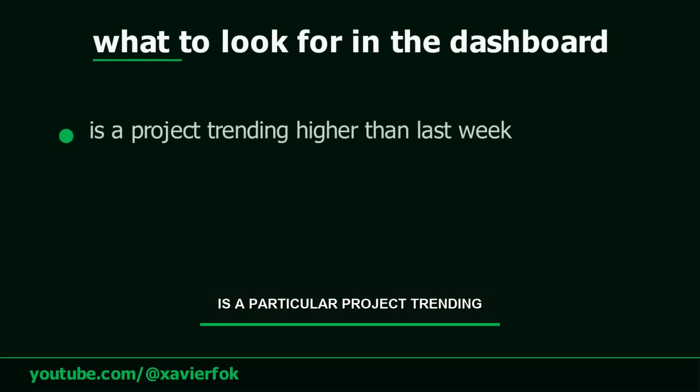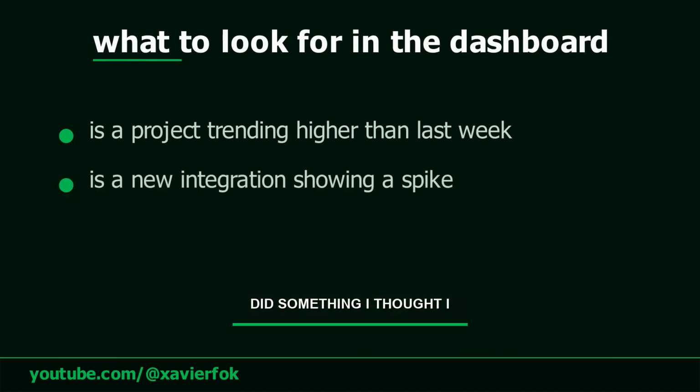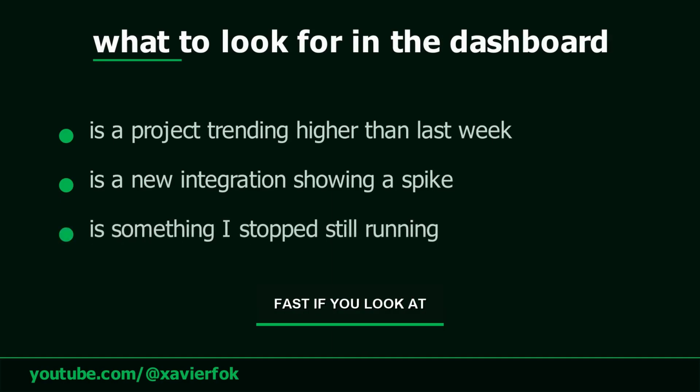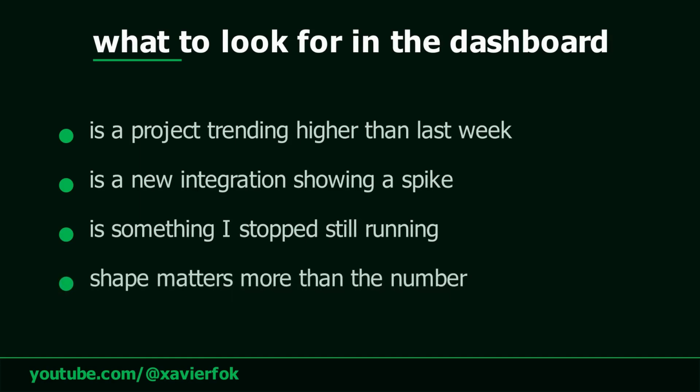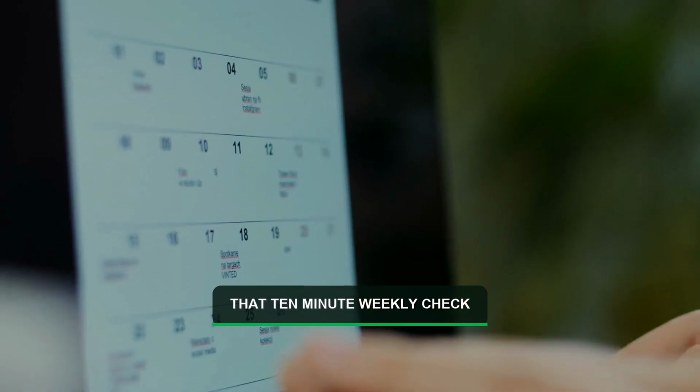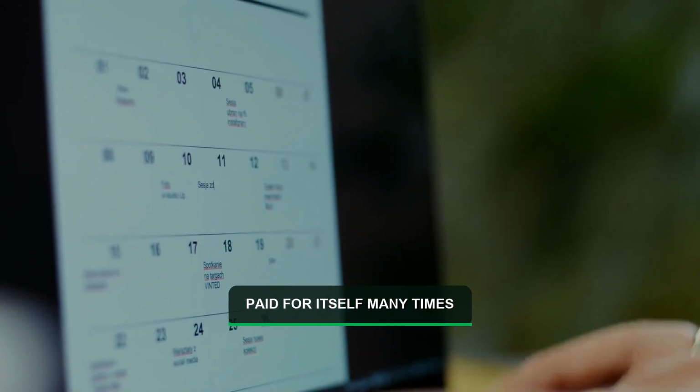Is a particular project trending higher than last week? Is a new integration I shipped showing up as a spike? Did something I thought I turned off turn out still to be running? The dashboard answers these questions fast if you look at it. It almost never tells me something I urgently need to act on right this second, but the 2 or 3 times it has caught an actual problem, that 10-minute weekly check paid for itself many times over.